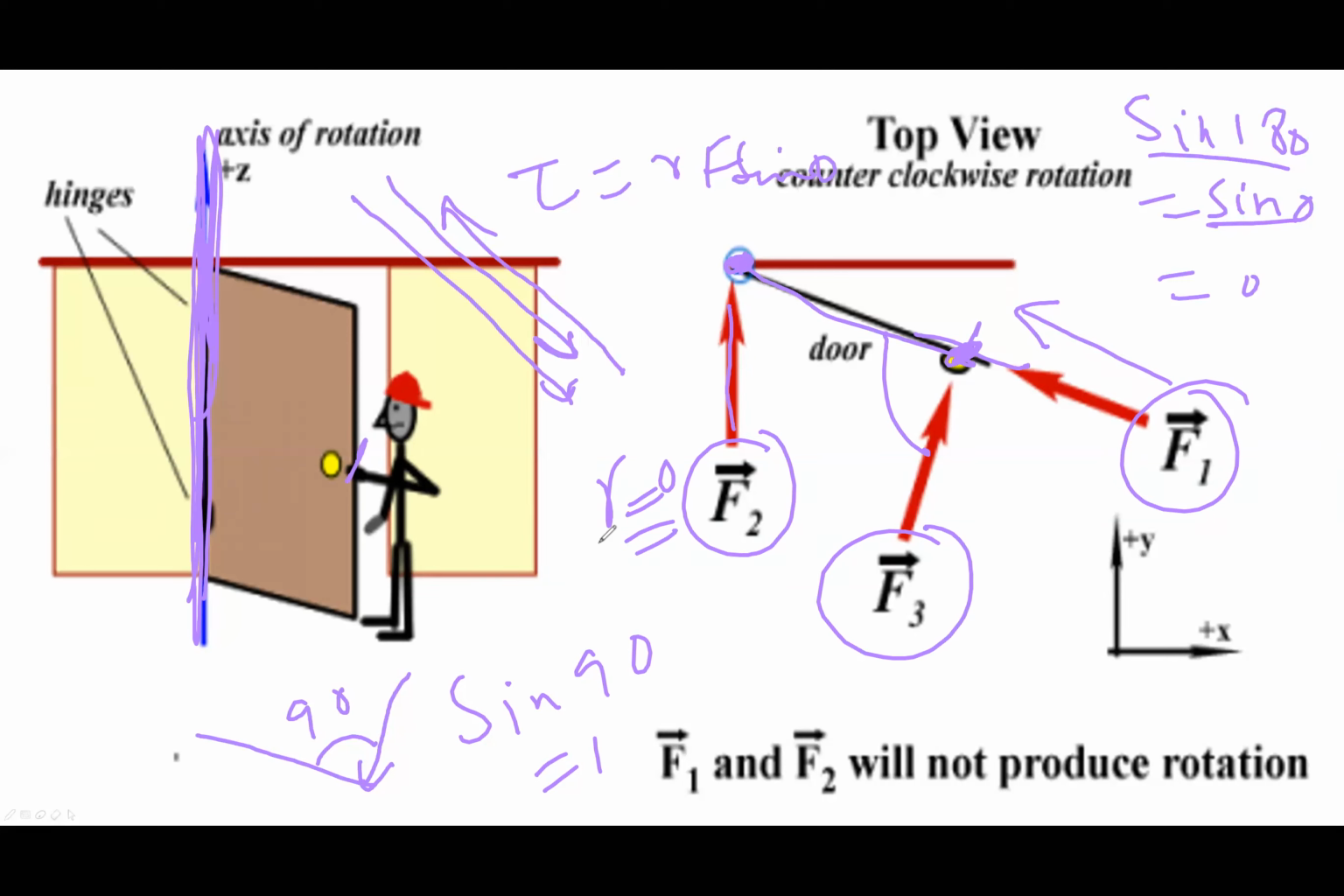Torque is maximum for F3 because F3 is acting perpendicularly to the door, and F1 is parallel, so its torque is 0. When theta is 0, torque will have minimum value, and when theta is 90, torque will have maximum value. And in case of F2, it is perpendicular, but still the torque is 0, because the point of action of force and the point of rotation are the same. Now we will jump to the next page.